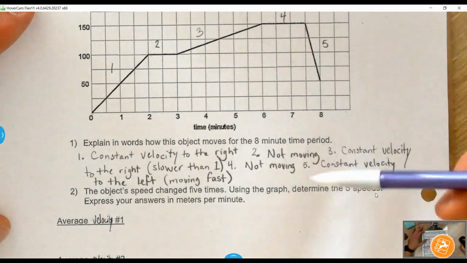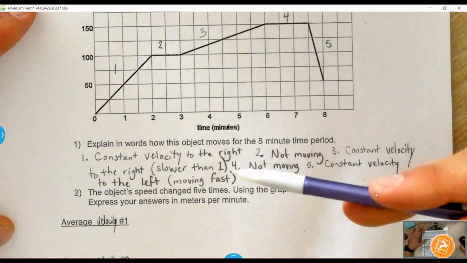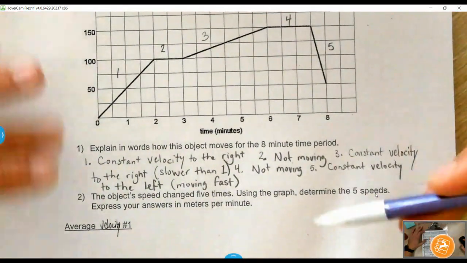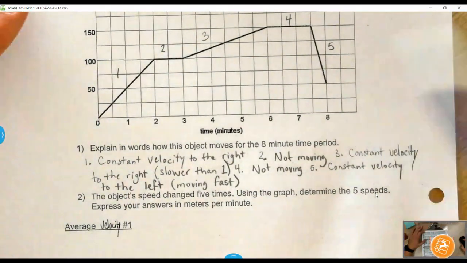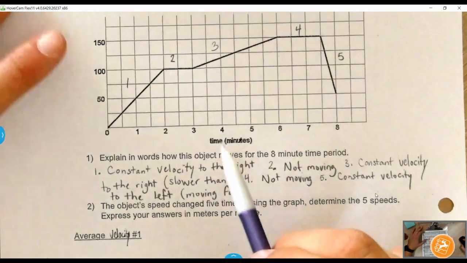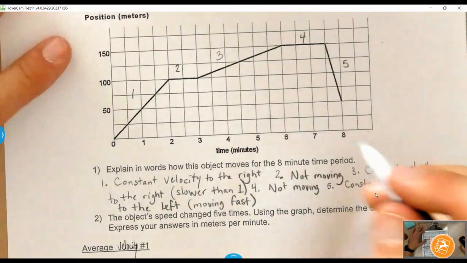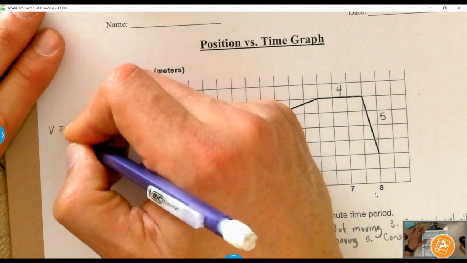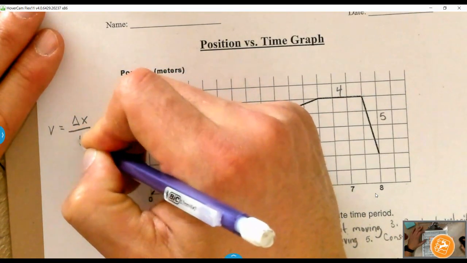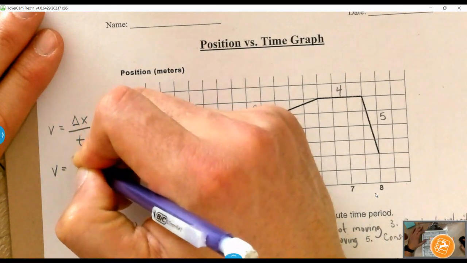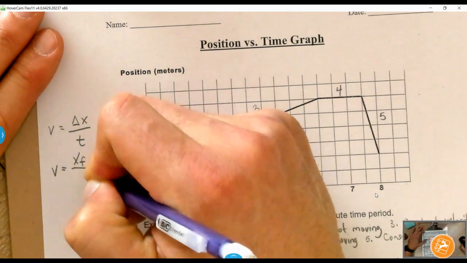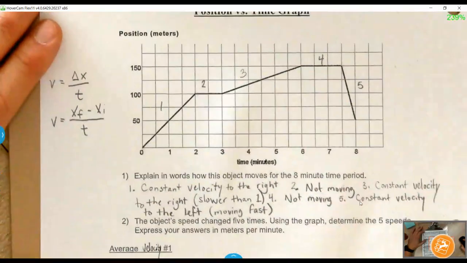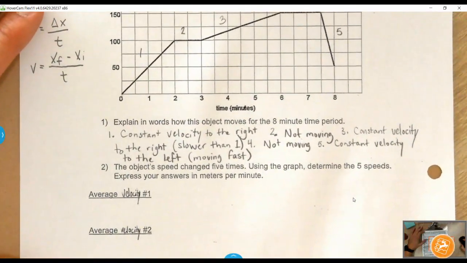Now you have to use the graph here in order to determine our velocities. Now our answers are going to be in meters per minute, not meters per second, because right now they have time in minutes. Distance or position here is in meters. So again, your equation that you would need, velocity is displacement over time, or final position minus initial position divided by the time.